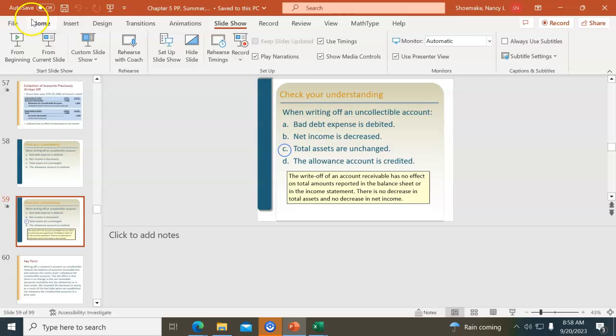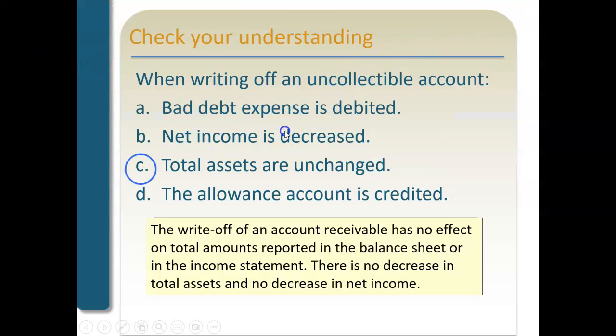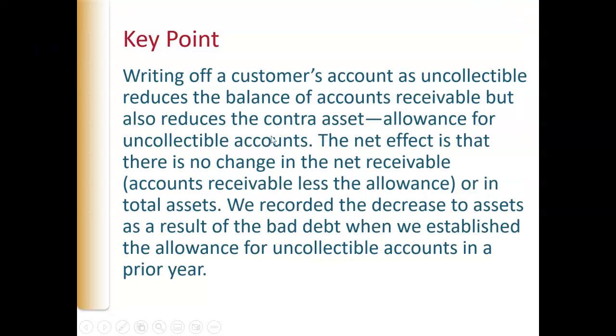Moving back. Writing off a customer's account as uncollectible reduces the balance of accounts receivable, but also reduces the contra asset, allowance for uncollectible accounts. The net effect is that there is no change in the net receivable or in total assets. We recorded the decrease to assets as a result of the bad debt expense when we established the allowance. Okay?